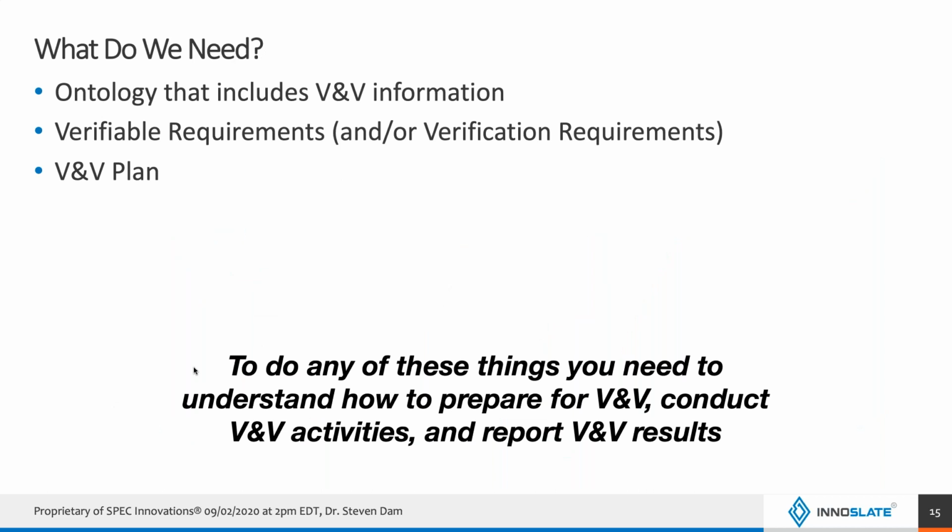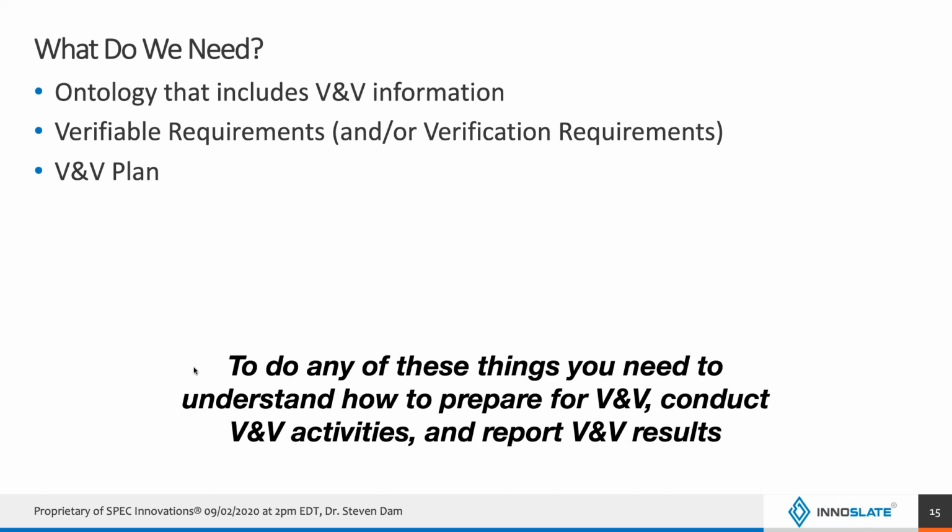Well, first of all, we need an ontology that includes V&V information, because if you're not going to capture the information early in your design, you're probably not going to be thinking about V&V. So we need to make sure that's part of it. We also have to have verifiable requirements and/or verification requirements. Now, in the old days, we used to have a specification, and section 1 was a scope, the background overview kind of thing. Then you might have scope and then references, depending on which standard you're looking at. So those are the first two sections.